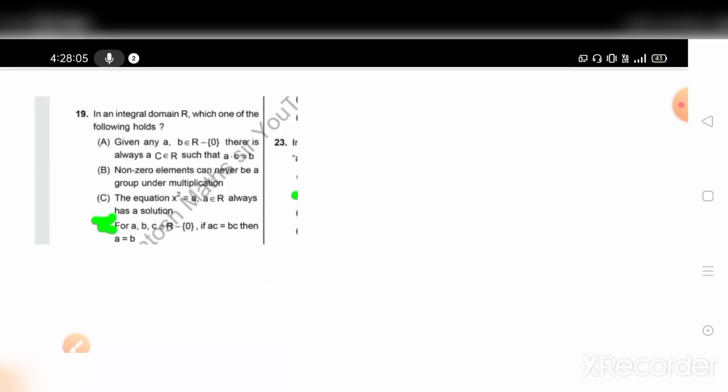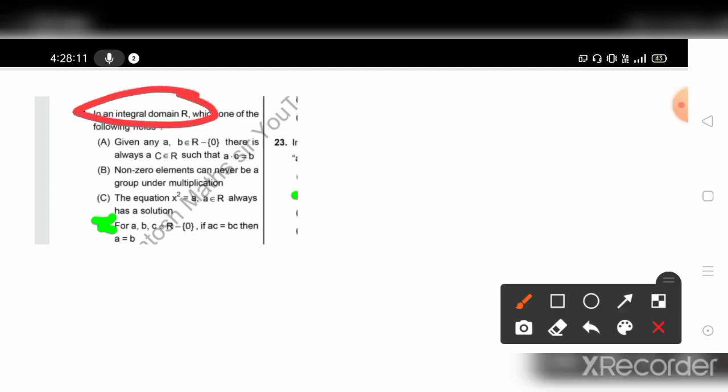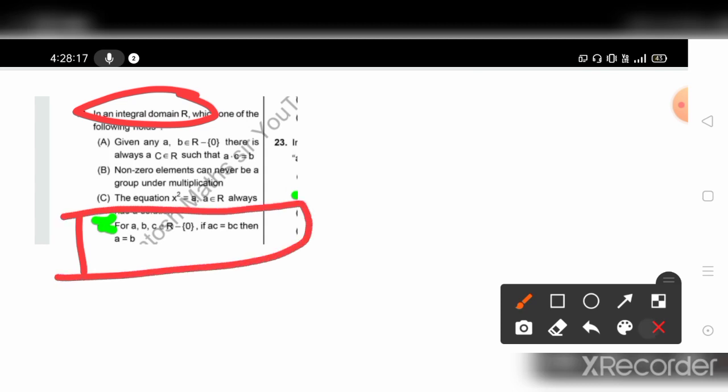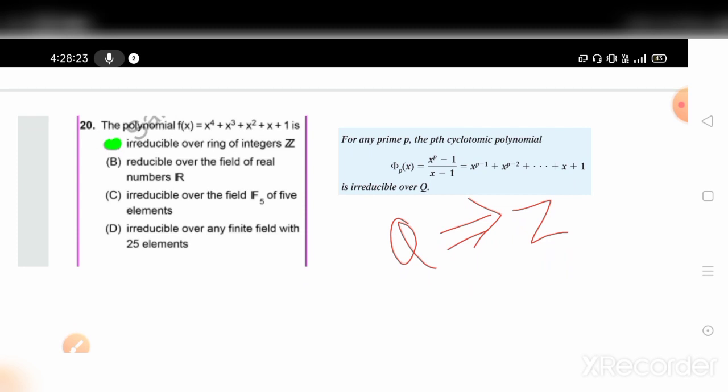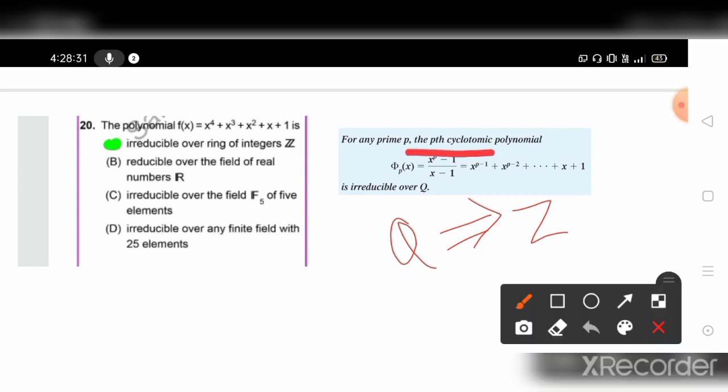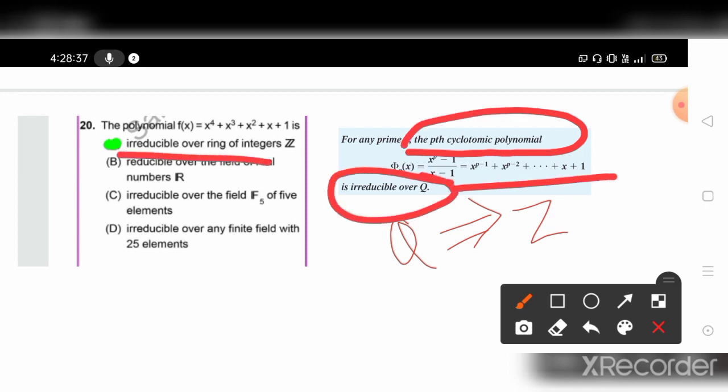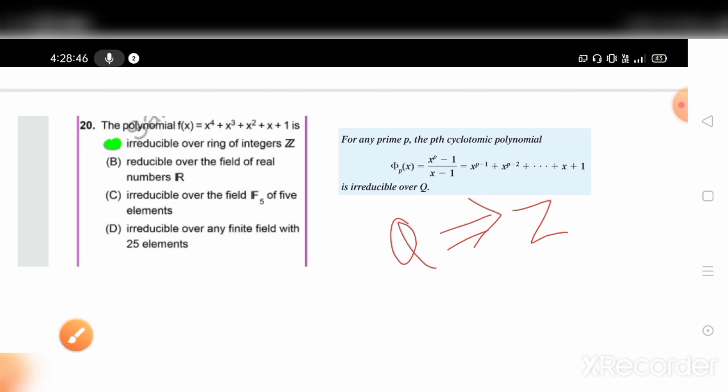In an integral domain R, which one of the following holds? For a, b, c belonging to R minus 0, if ac equals bc, then a equals b. Next question. The polynomial f of x equals x to the 4 plus x cube plus x square plus x plus 1. From the result, the pth cyclotomic polynomial is irreducible over Q, which implies it is irreducible over Z.